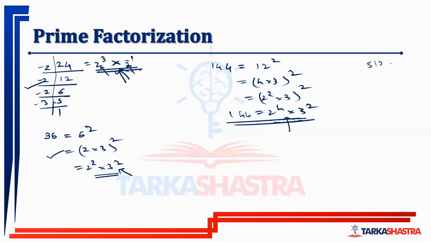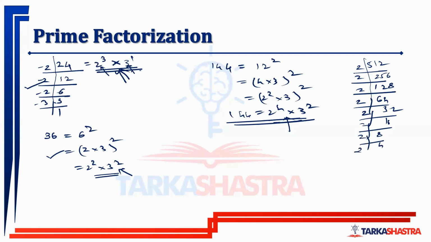Let us say if they ask me to find out the prime factorization of 512, I'll divide it by 2. Then I get 256, again divided by 2, 128, 64, 32, 16, 8, 4, 2, and finally 1. So counting: 1, 2, 3, 4, 5, 6, 7, 8, 9. So 512 is 2 raised to 9. Again, method is not important. The final answer is important. Whichever method you are comfortable in to find out the prime factorization, you utilize that.